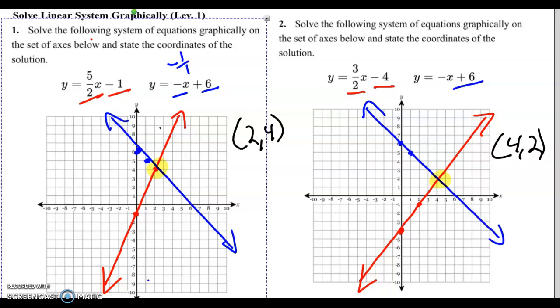So that's basically systems of linear equations. That's really easy when they're already in slope-intercept form. When they're not in slope-intercept form, that's where you get to level 2. So I'm going to show you some of those now.